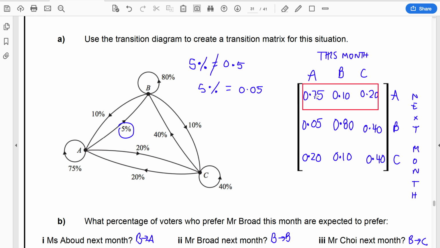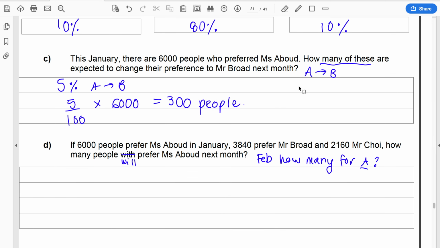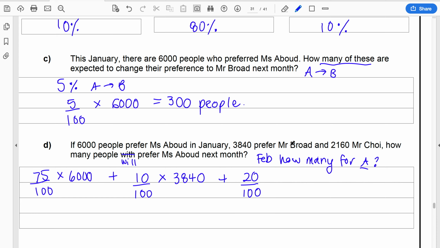So first of all, 75% of the 6,000 people that were with A initially, they're going to stay with her. So 75% of 6,000. The next one was 10% of this group of people, they were the ones that liked Mr. Broad last month or in January. They're going to switch, and we're going to add that to the 20% that switched to Miss Abood from Mr. Choi.